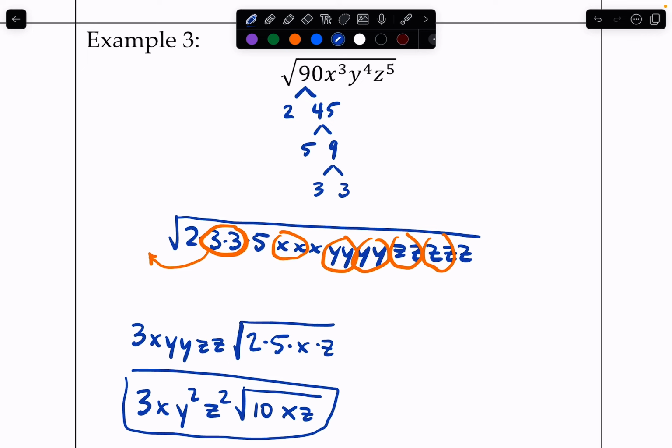I can look at the inside and just double check. You might want to ask yourself, hey, is there any perfect square like 4 or 9 or 16 that can go evenly into 10? And the answer is no. Nothing except for 2 and 5 can multiply into 10, so that should be good. You can double check your answer, but all in all, that is pretty much the process.